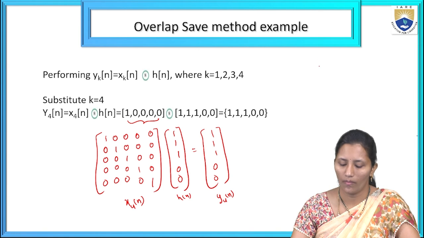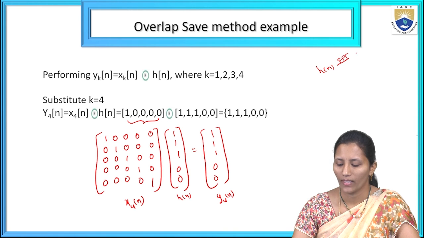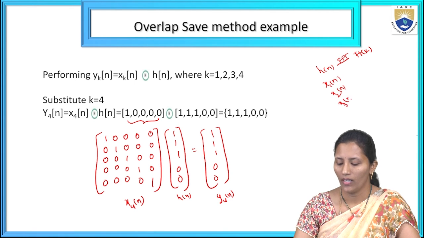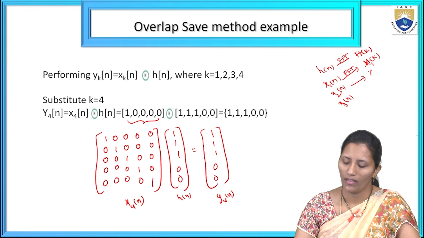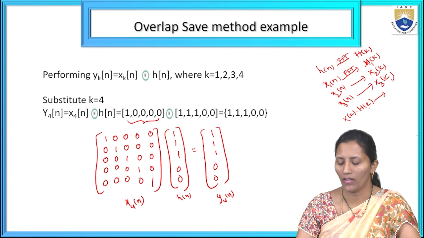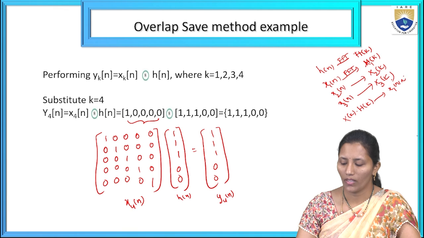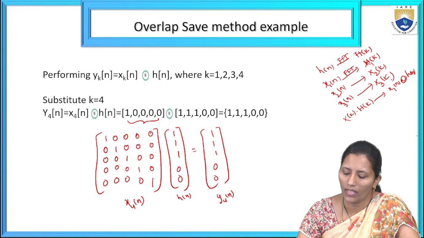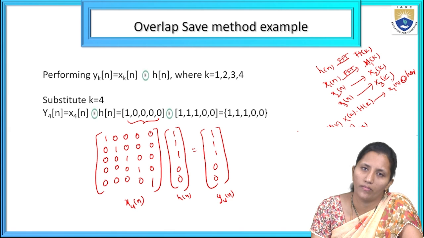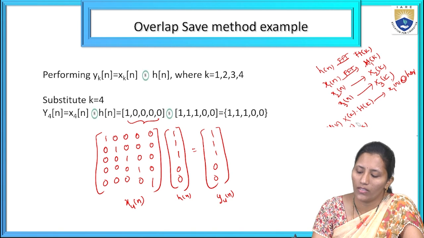Otherwise, in the other procedure, what we have to do? For h of n, apply FFT and we will get H of k. And for x1 of n, x2 of n and x3 of n, apply the fast Fourier transform algorithm and we will get X1 of k, X2 of k, X3 of k, and multiply each block with the frequency domain samples of h of n, which is equal to the convolution of both in the time domain. So we get Y1 of k, Y2 of k, Y3 of k, and apply the inverse Fourier transform for these, and by using the overlap add method reconstruct the output. This is the procedure by using FFT.